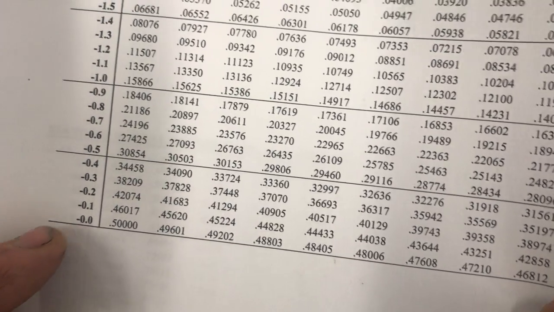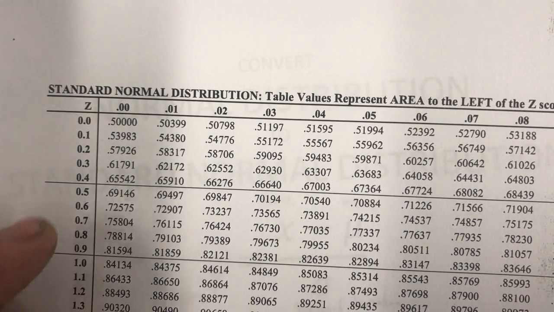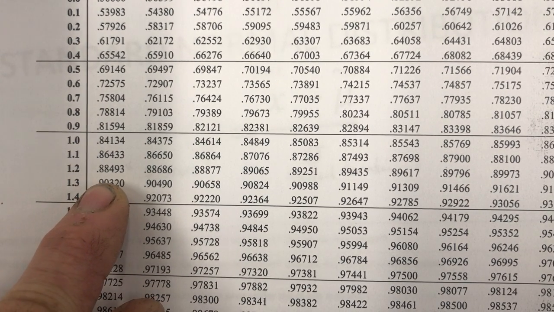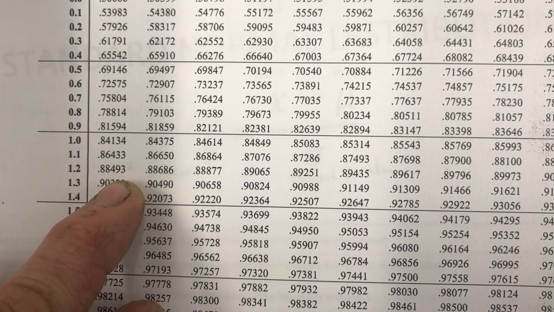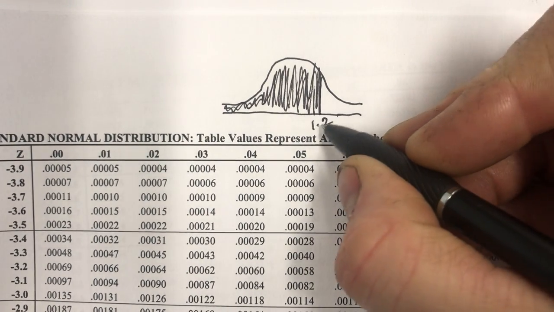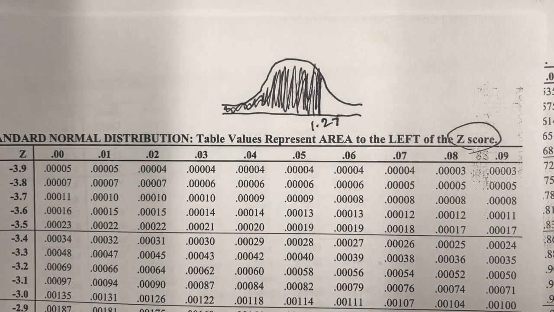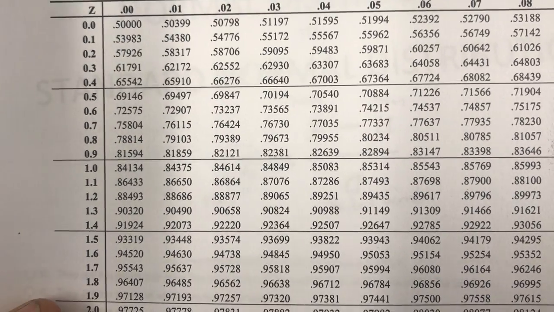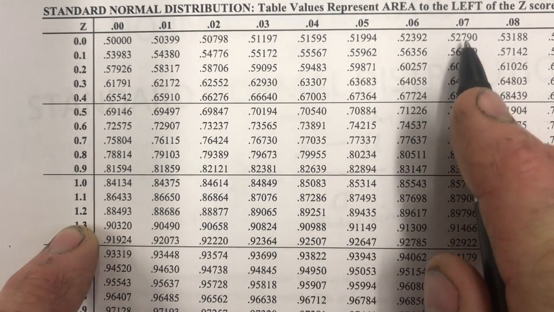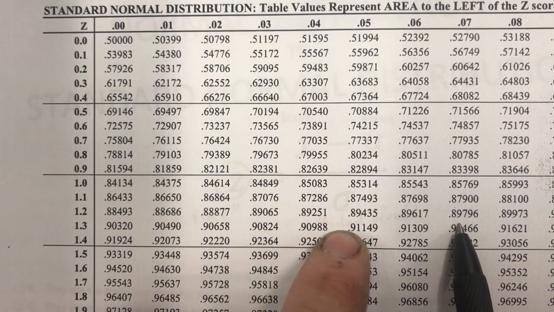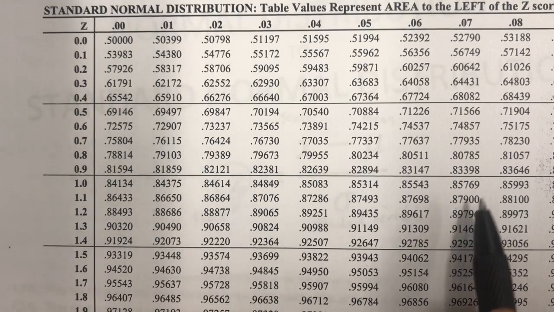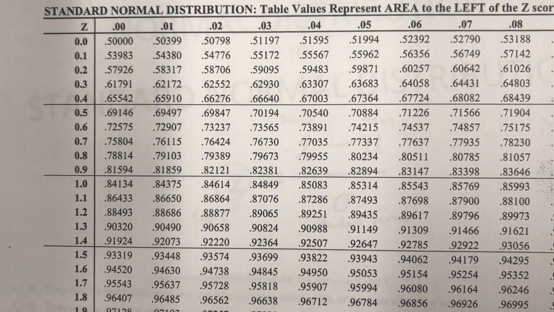You see these are all negatives, and then here's the second page. The second page has all the positives. And I just go to 1.2, which is right there, and that's 0.8849. Now let's say our z-score here was 1.27. Then I go down to 1.2, and then I go over to 7. So 1.27 would be this number right here, 0.89796. That's how you read these numbers.